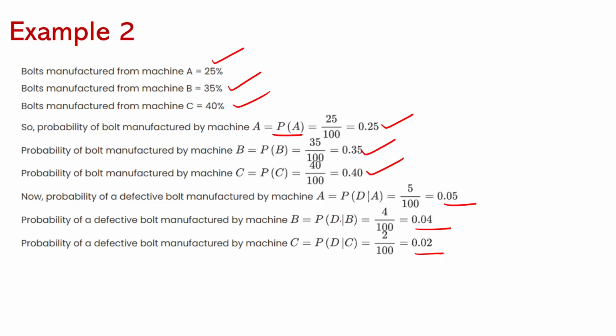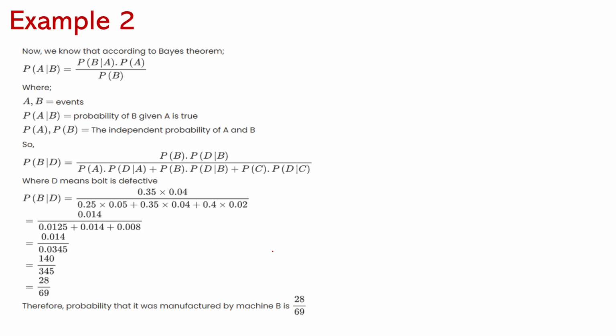Okay, so we know the probability of a defective bolt given it is from machine A is 0.05, from machine B it is 0.04, and from machine C the defective is 0.02. Right. So this is from the data given in the question. Now according to Bayes theorem, we know that P of A given B is nothing but P of B given A into P of A divided by the total probability P of B. Okay. So now A and B are events. P of A given B is the probability of A given B is already true. Okay. So we try to find out the probability of B given that it is defective.